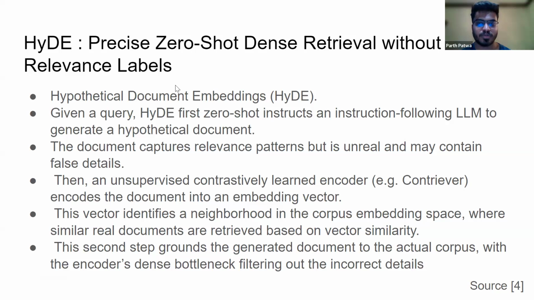HyDE is a very interesting one because it is zero-shot dense retrieval. Here we are generating a hypothetical document which will help us retrieve the correct document. So we don't need to train any retriever or have the embeddings of the document and the query in the same space. This is a purely unsupervised method where first we use an LLM to generate a hypothetical document, and then use that hypothetical document's embeddings to search for the nearest real documents.